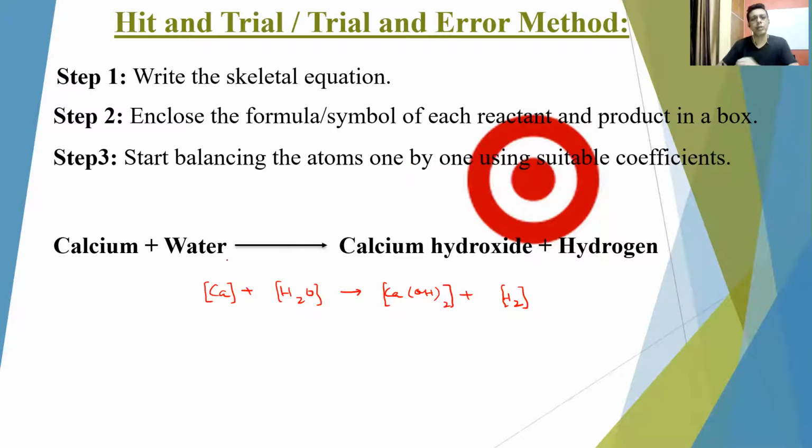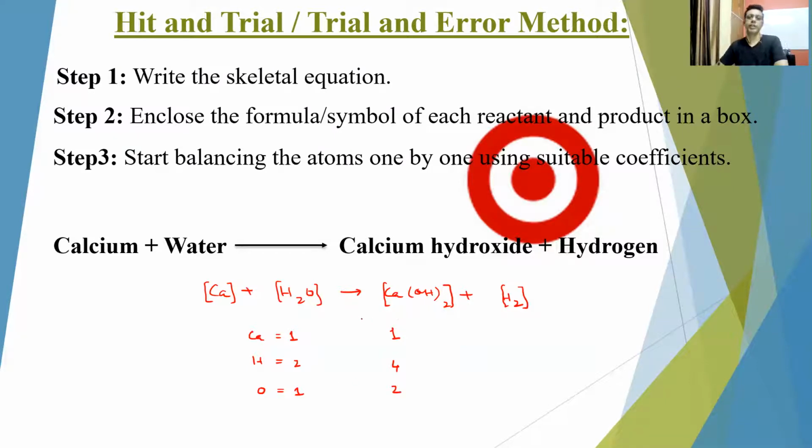So for that, initially we'll write the atoms of different elements on both sides, and we'll see whether the atoms are equal in number or not. In this case, on the left hand side, you have 1 calcium, 2 hydrogen, and 1 oxygen. On the right hand side also, you have 1 calcium, 2 plus 2, 4 hydrogen, and 2 oxygen.